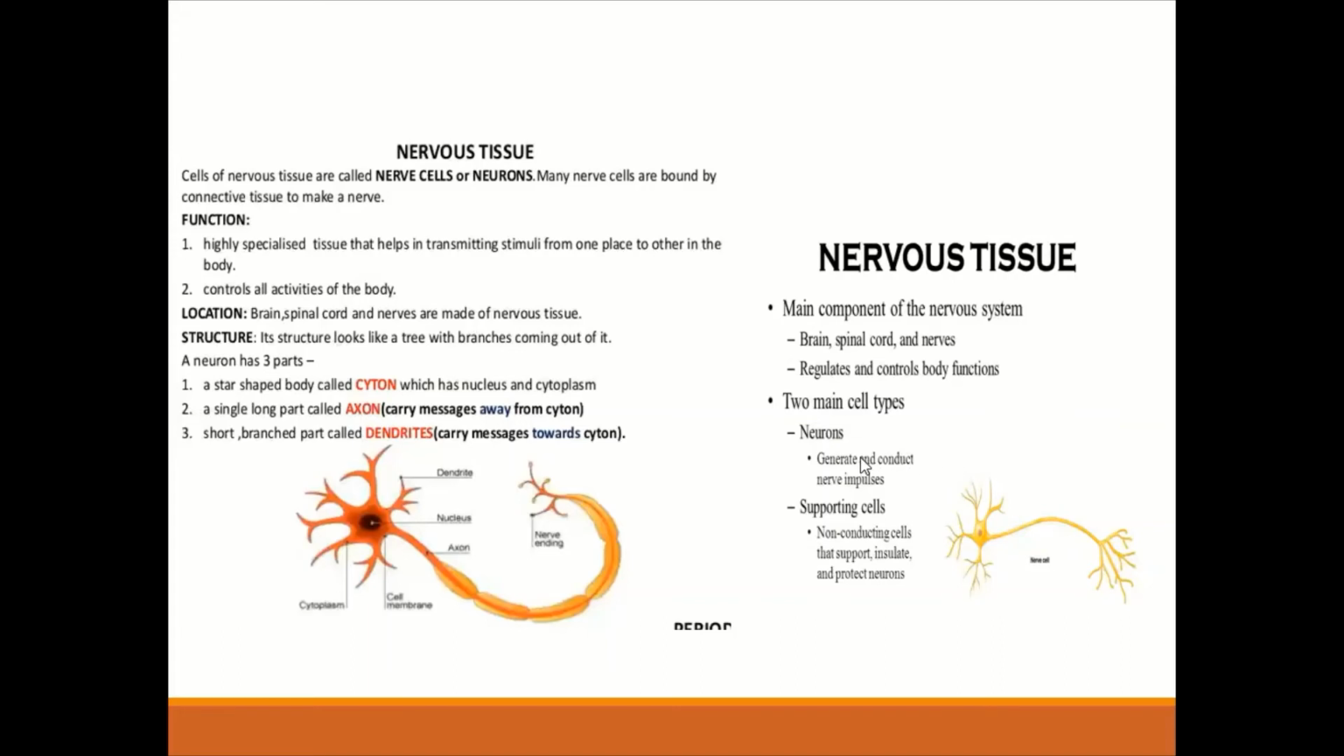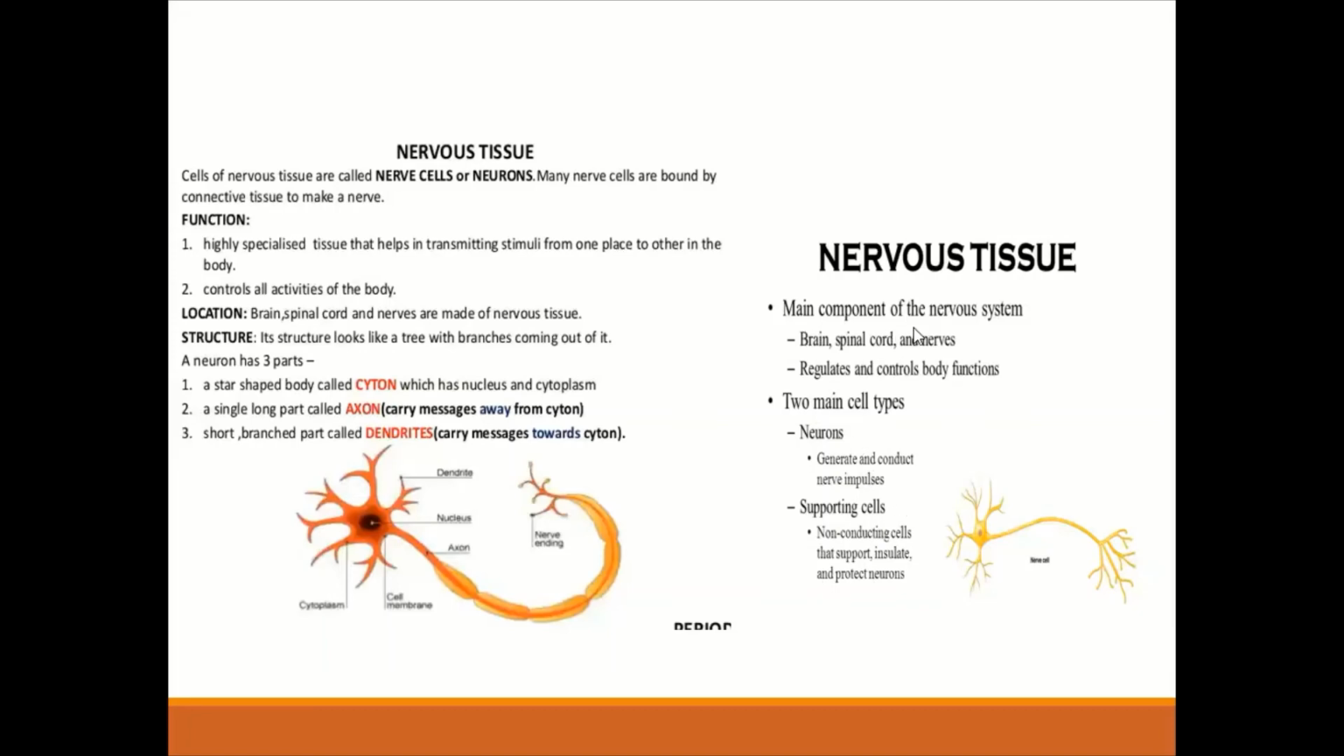Nervous tissues are made up of two main types of cells. Number one is neuron, which is the primary factor for generating and conducting your nerve impulses. And the second one is the supporting cells, which are also called the glial cells and make a major part of your nervous system. These are the non-conducting cells that support, insulate, and protect the neurons. So basically, these glial cells or supporting cells are the PAs of these neurons.